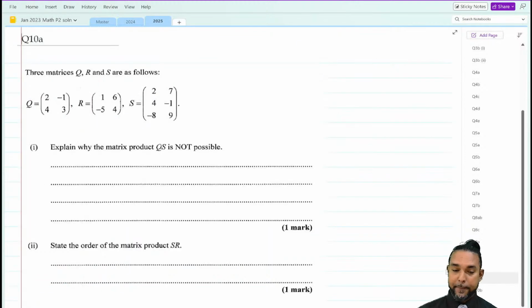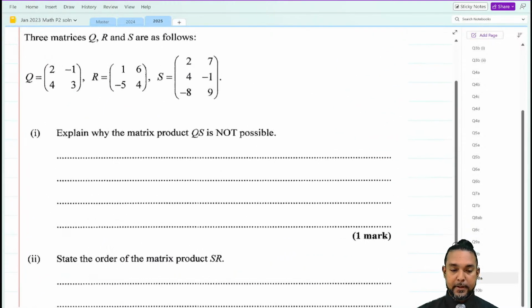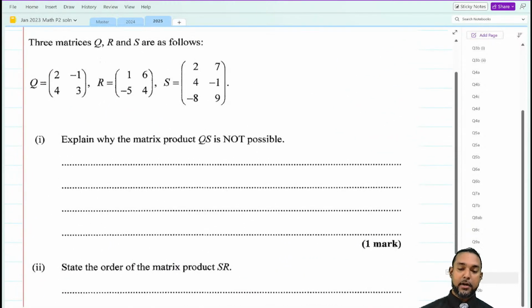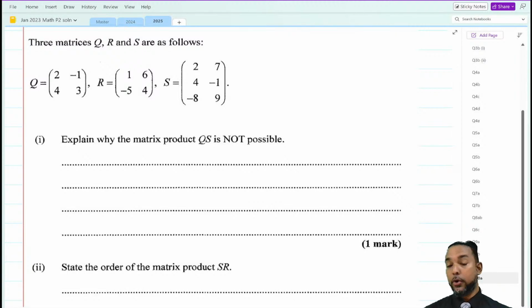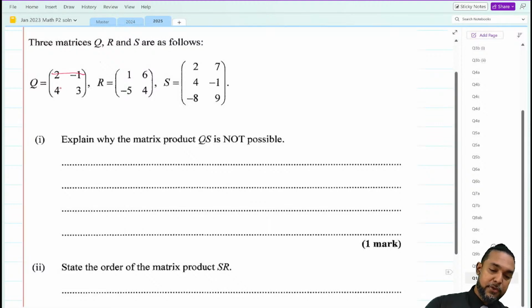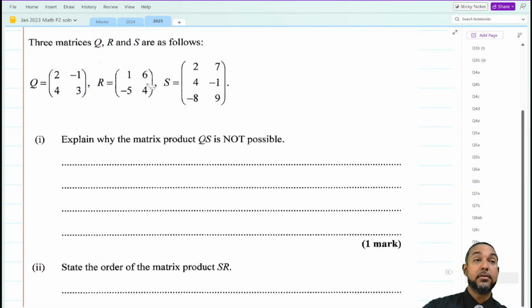All right, let's switch it up. So question 10. Three matrices Q, R, and S are as follows. Let's analyze these matrices to find the order. Q has 2 rows and 2 columns, as does R. So the order of each of those matrices would be what?